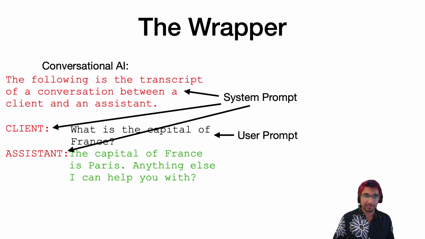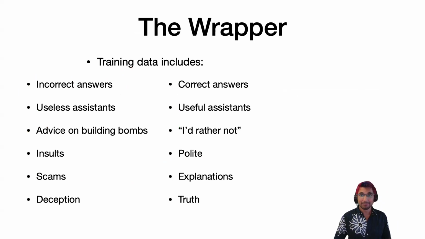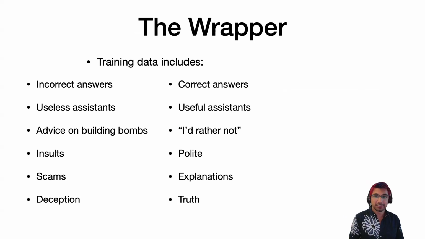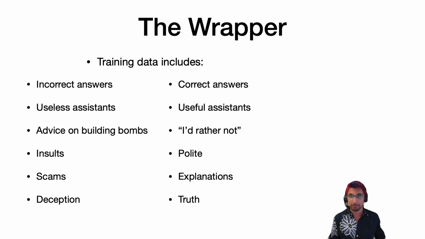Now, there's one other layer that they add on top of the LLM itself. The large language model is representing the probabilities of all types of text that it's been trained on, but some of that text isn't good. Some of it includes students who are answering questions incorrectly or assistants who aren't being helpful. Some of it is people giving harmful advice on how to build bombs. Some of it is insults or scams or deception.